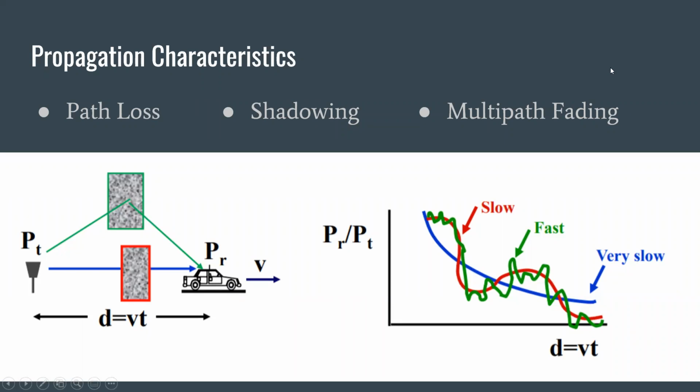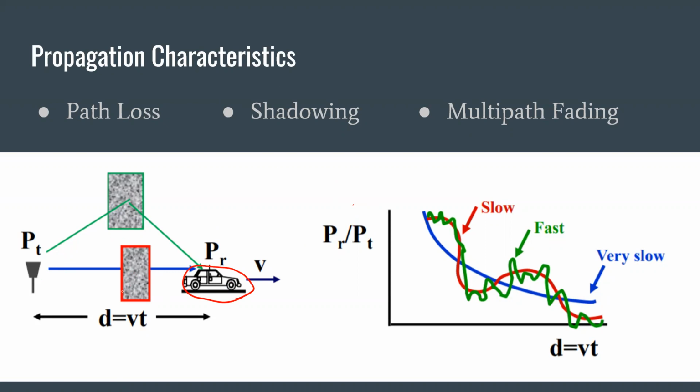So let's first talk about propagation characteristics. There are several propagation characteristics, and a propagation characteristic is a factor that we need to know about signals when we are transmitting them from our transmitter to our receiver. As an example here, we have an antenna transmitter, and it is going to transmit a signal to this car right here. The first propagation characteristic I'm going to talk about is path loss.